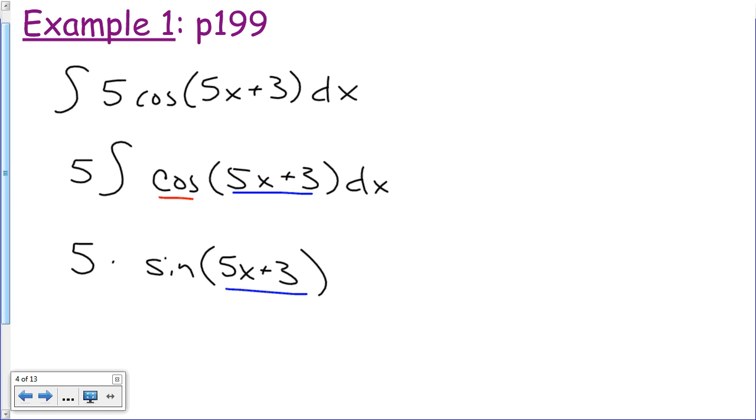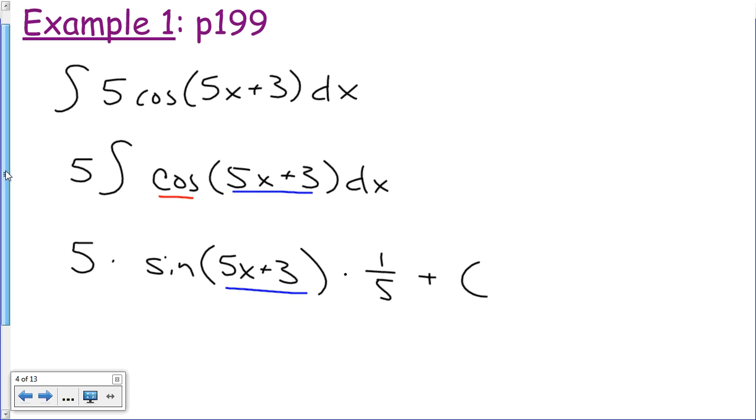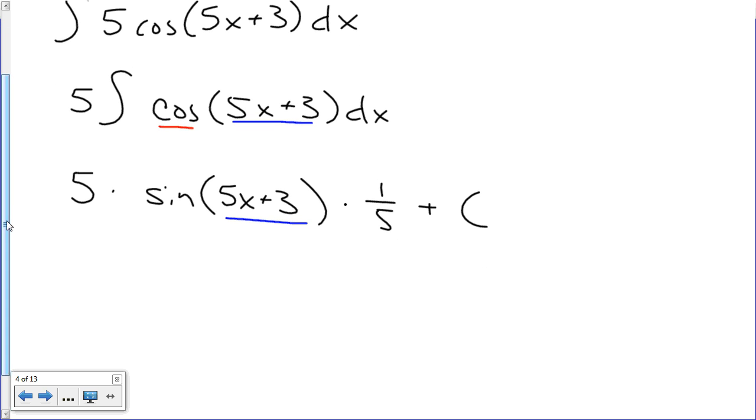The last piece that I need to deal with is the derivative of the inside function. Chain rule says we multiply by the derivative of the inside function, but again, since we're finding the antiderivative here, instead of multiplying by that derivative, we've got to divide by the derivative of the inside, or multiply by the reciprocal. So the inside function is 5x plus 3, its derivative is 5, so we need to divide by 5 or multiply by 1/5. And finally, we need to add c onto the end of that. Of course, anytime we find an antiderivative, we always have that constant of integration, that plus c at the end. And here we've got 5 times a 1/5, so those guys will cancel out. We end up with just sine of 5x plus 3 plus c.